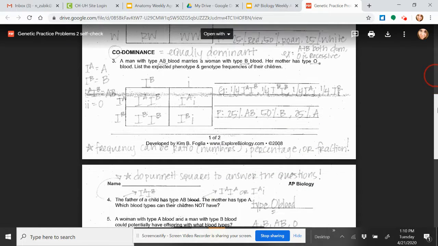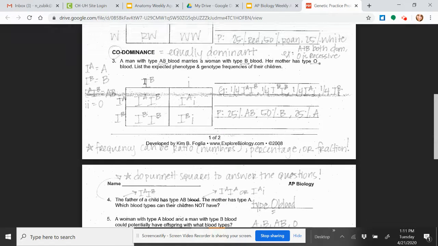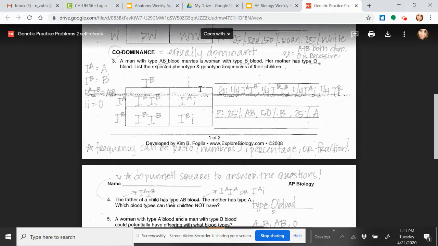Codominance is what it sounds like. So like co-chairs, that is, both are equally dominant. We've seen this before with our blood typing. So we use a letter. So in blood typing, we use the letter I. So capital I is for a dominant and lowercase i is for recessive.